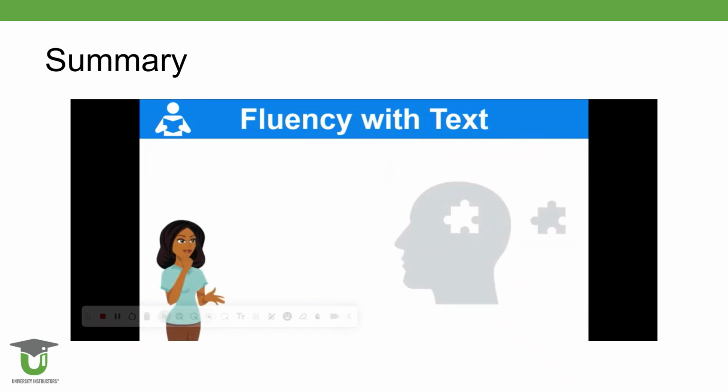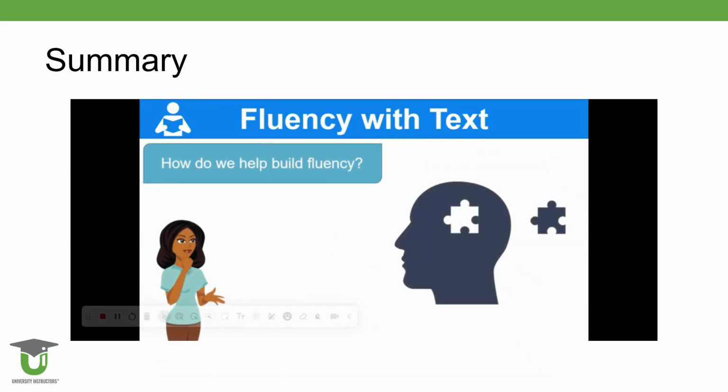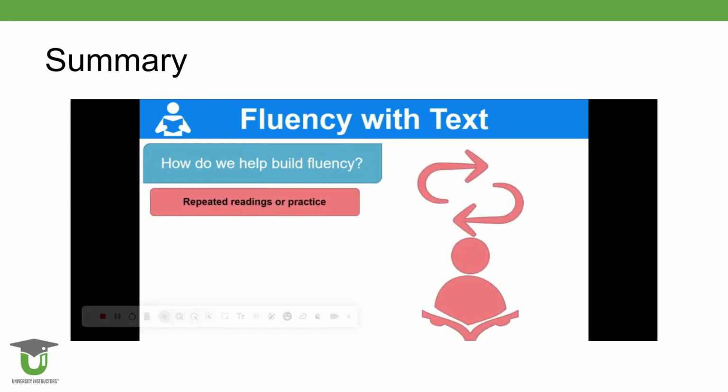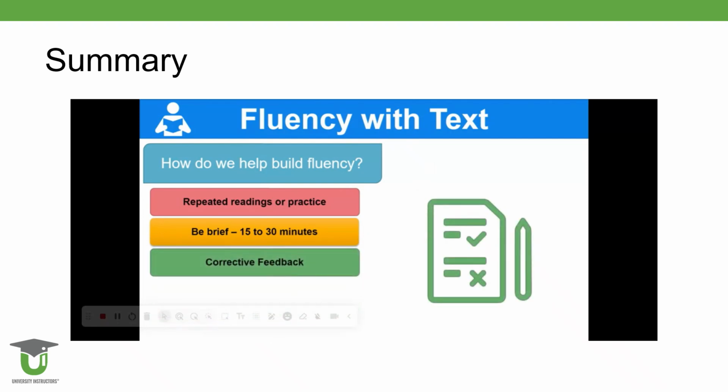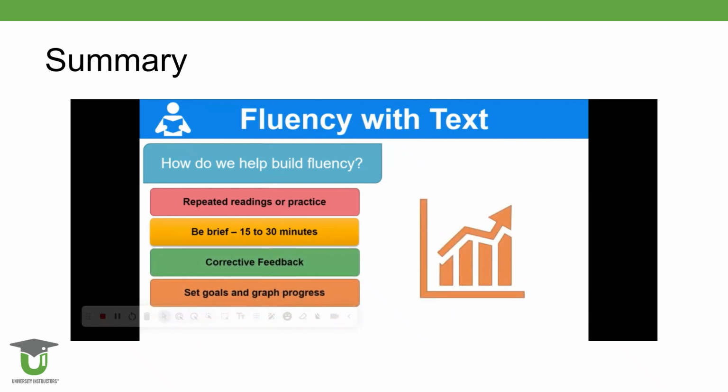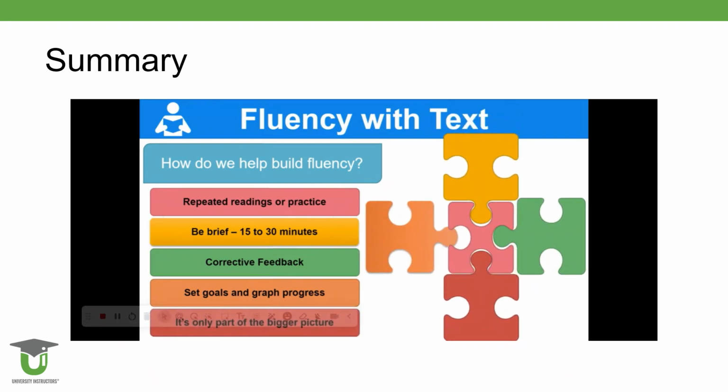Now that we know why it's necessary, how do we help build fluency? Effective fluency instruction should include repeated readings or practice with passages that the student can read with a high level of accuracy. It should be brief, about 15 to 30 minutes. It should include corrective feedback. Students should be able to set goals and graph progress. And teachers should keep in mind that fluency is only part of the bigger picture.